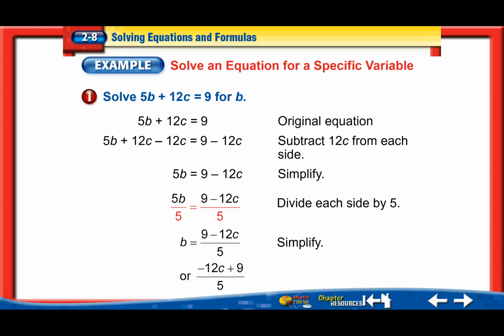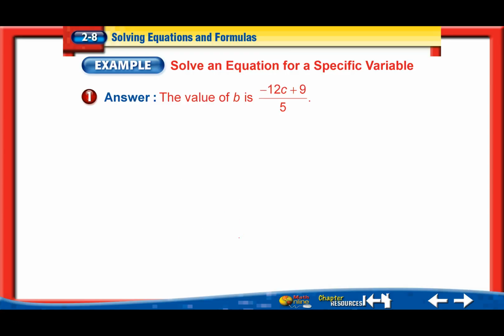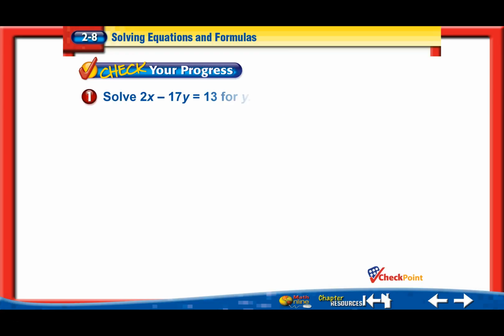Now we can simplify that a little bit. Usually we want c to be first, but this will probably be just fine. So the value of b is, ta-da, moving along. So pause this, give it a shot.